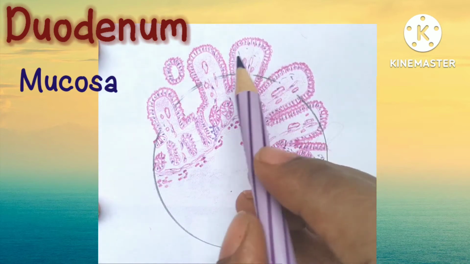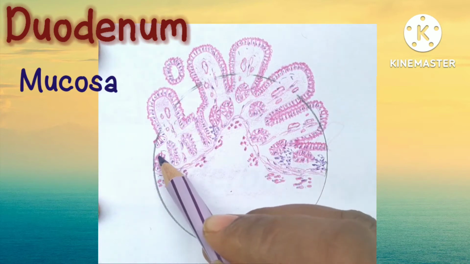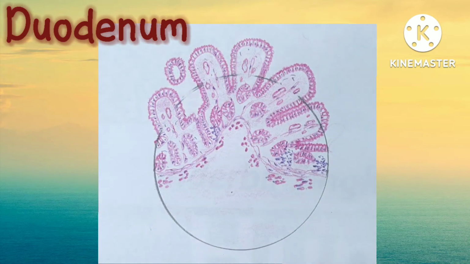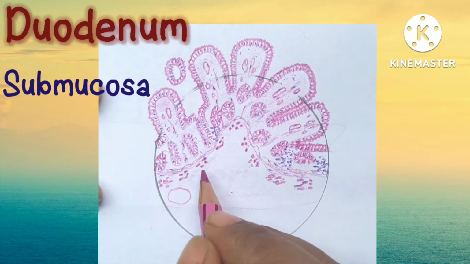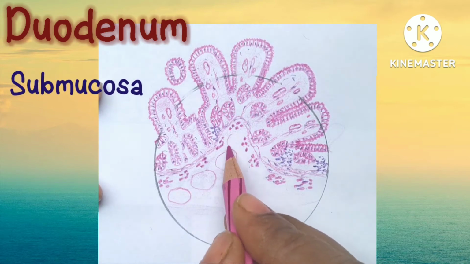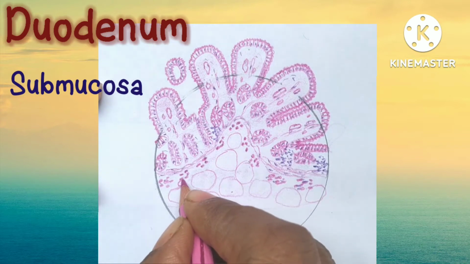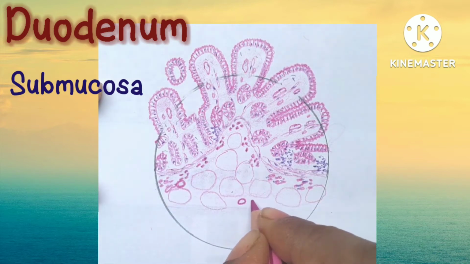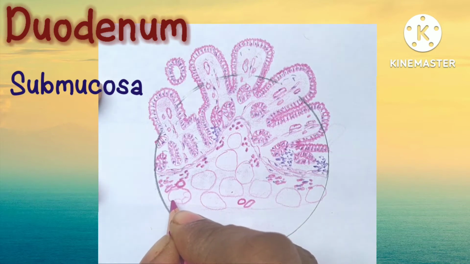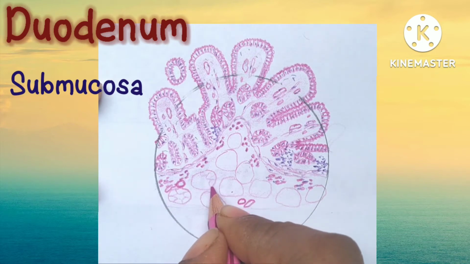The next layer is the submucosa. The submucosa in the duodenum is very peculiar, and it is the feature in identifying the duodenum. It contains glands. They are called Brunner's glands. They are the branched tubular submucosal glands. They contain both zymogen secreting and mucus secreting cells.